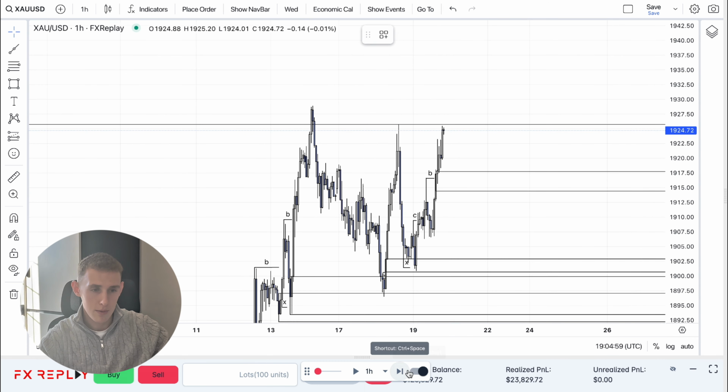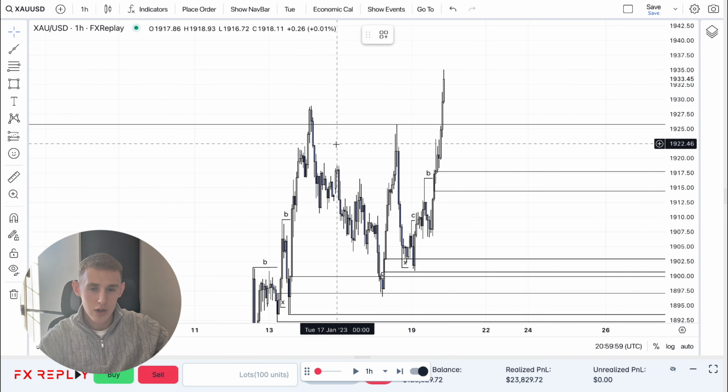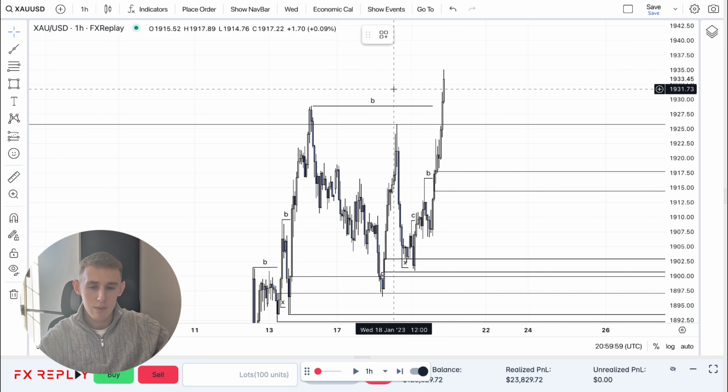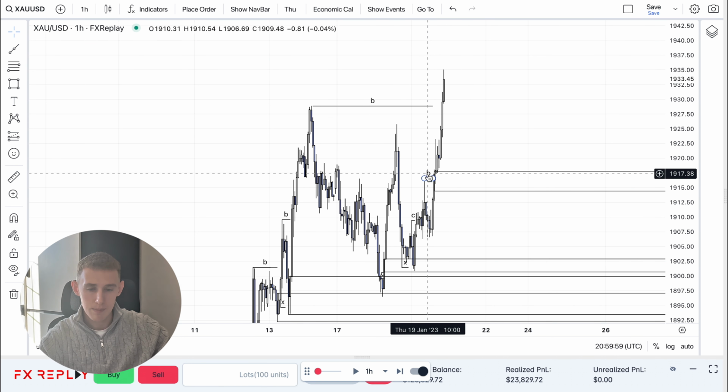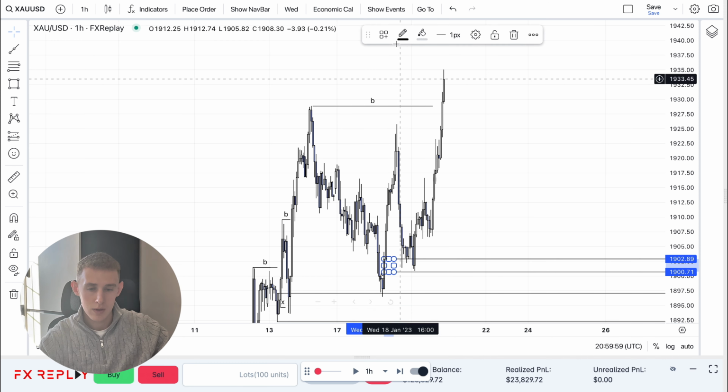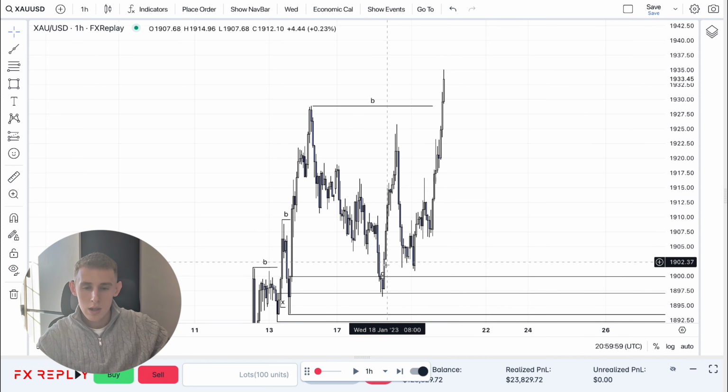And there we go. So now we've also broken the main structure once again. Price is continuing bullish. We can now get rid of this internal trend that we were trading. Like that, there we go.